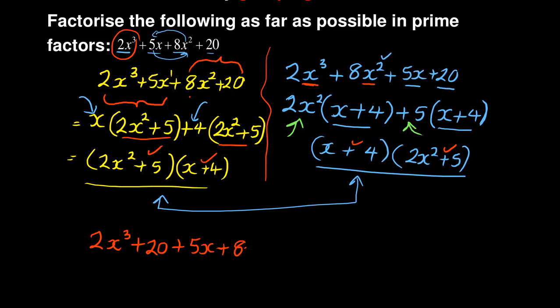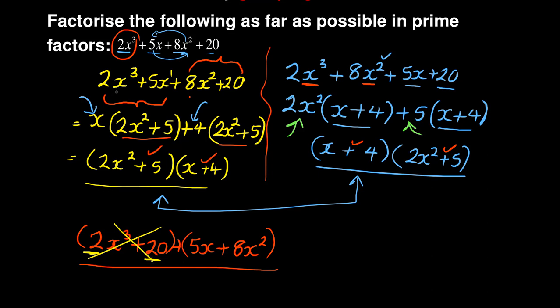plus 8x squared. Now this kind of grouping will not work, because in this case you are going to say, I see there is something common between 2 and 20, and I see there is something common here between x and 8x squared. It is x. Now whenever you are grouping, always make sure that whatever you are grouping, there is a variable. Don't only focus on the numbers. So if it's only 2 and 20, that kind of grouping will not work.